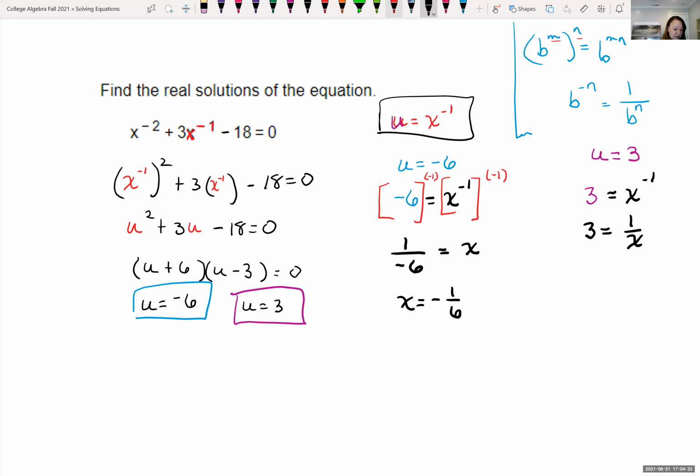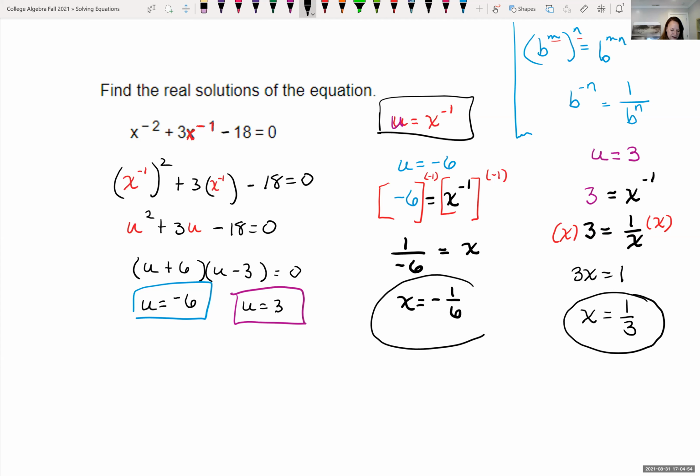I can clear my fraction by multiplying both sides by my LCD, which is x. So here I have 3x equals, well, x times 1 over x is 1. To get x by itself, we divide both sides by 3. So x is 1/3. Notice that it would have been a lot faster if I had used that rule of exponents and raised both sides to the negative 1 power. That would have been 3 to the negative 1, which is 1/3. But either way, you get the same results.